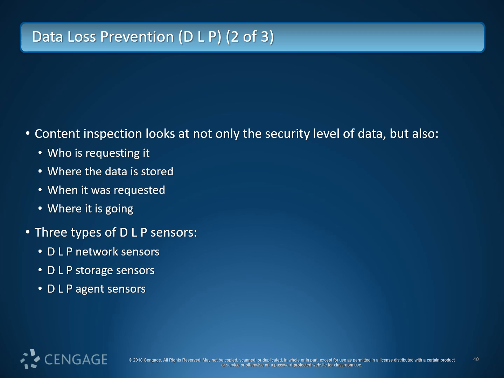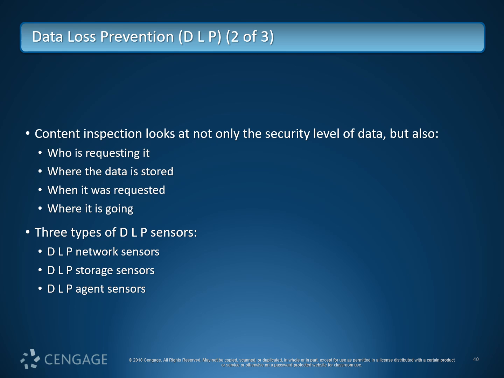Content inspection doesn't only look at the security level of the data, but it also looks at the requesting user, the storage location, when it was requested, and where it's going. So we can identify both directions on a single channel, as well as the originator of the request and the time in which that request was placed.